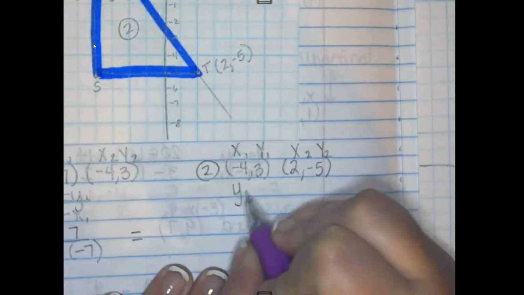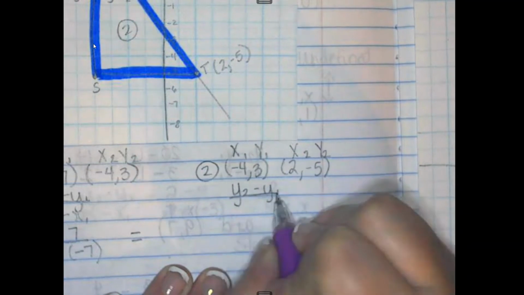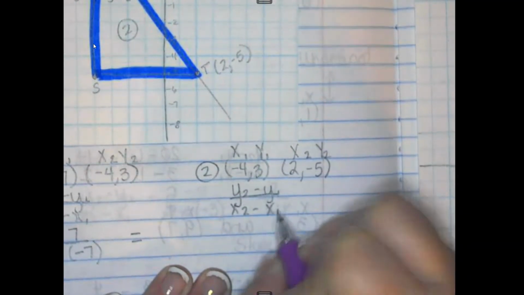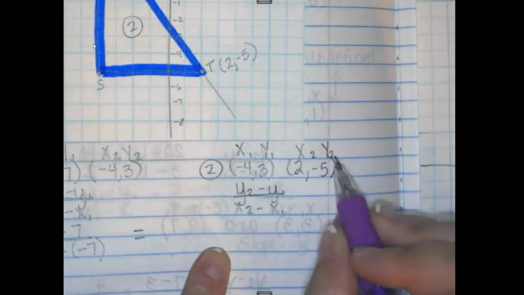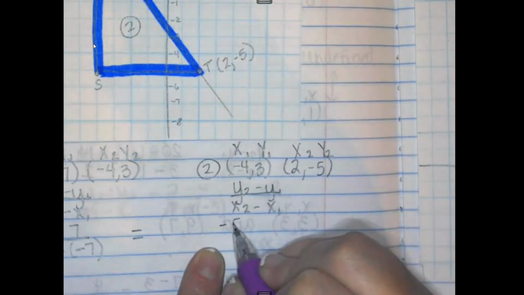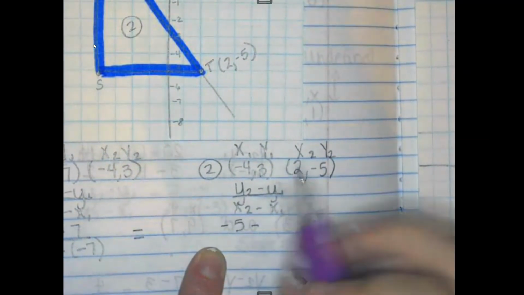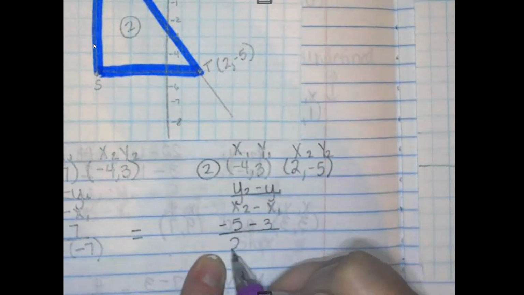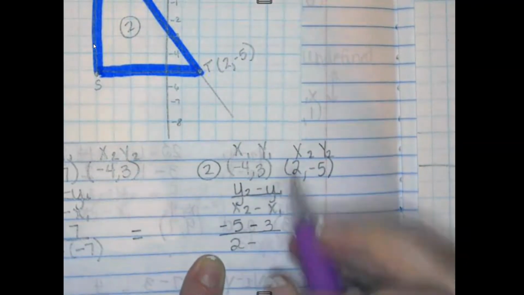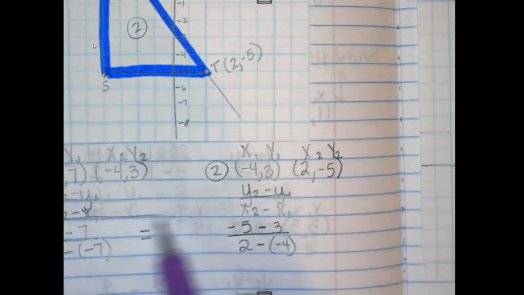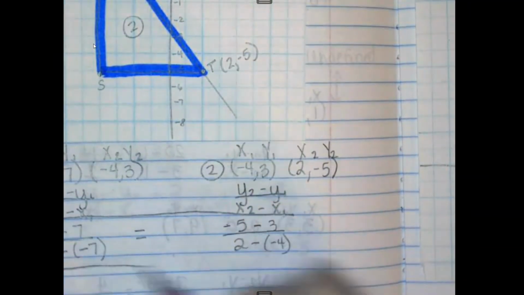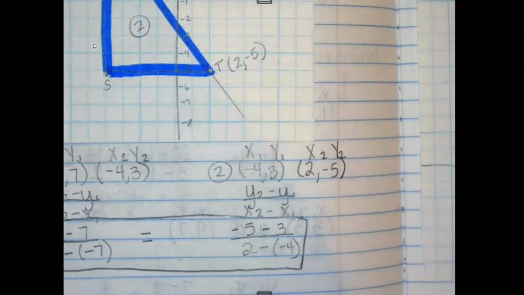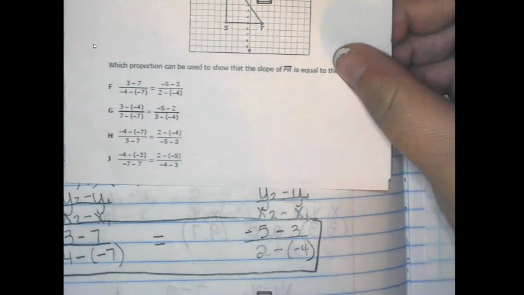So we have Y2 minus Y1 over X2 minus X1. So my Y2 was -5 minus my Y1, which was 3. X2 is 2 minus X1, which is -4. And again, I'm going to keep it like this. So this is what I'm going to look at. If I look at this again, here are my answer choices.